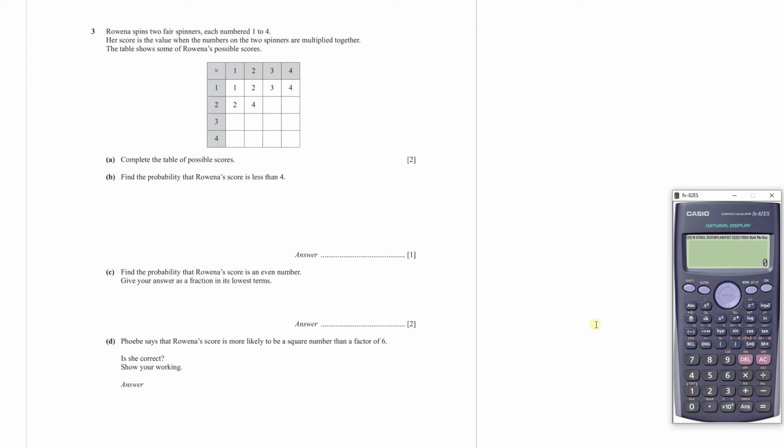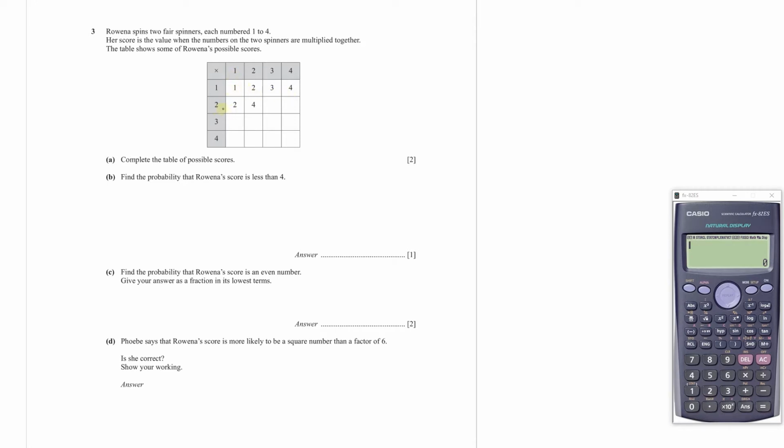Question number 3 is, Rowena spins two fair spinners. Each is numbered 1 to 4. Her score is the value when the numbers on the two spinners are multiplied together. The table shows some of Rowena's possible scores. Complete the table of possible scores. So you have two spinners, each numbered 1 to 4, and you spin them together, and you then multiply the numbers that you get on each of the spinners together to get the final score. So if you get 1 on the first spinner and 1 on the second spinner, you multiply 1 by 1, you get 1, and so on.